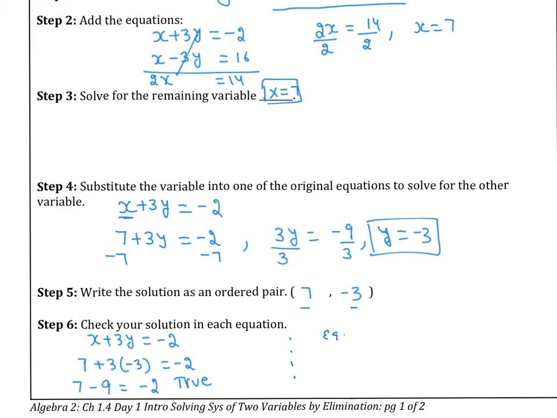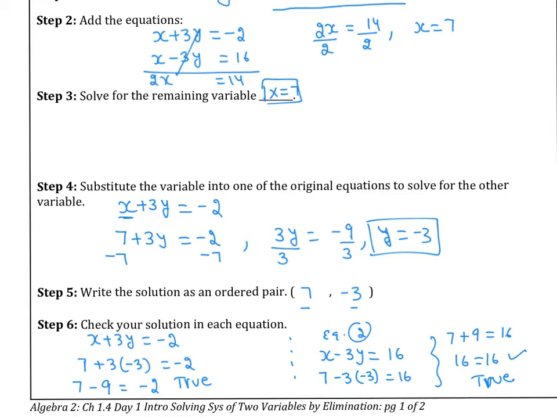Now equation number 2, which is x minus 3y equals 16. For x, you plug in 7, and for y, you plug in negative 3. When you solve this, 7 plus 9 equals 16. So 16 equals 16, which is true. Your checking is complete for both equations. Now pause this video and try the You Try problems number 1, 2, and 3.